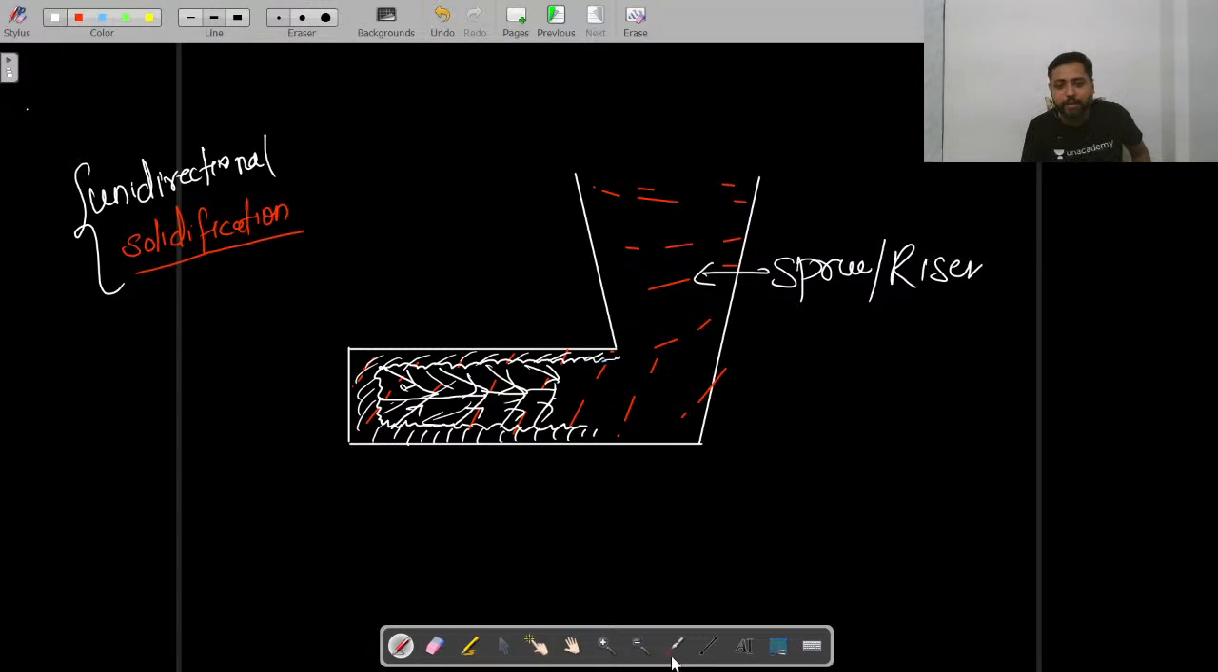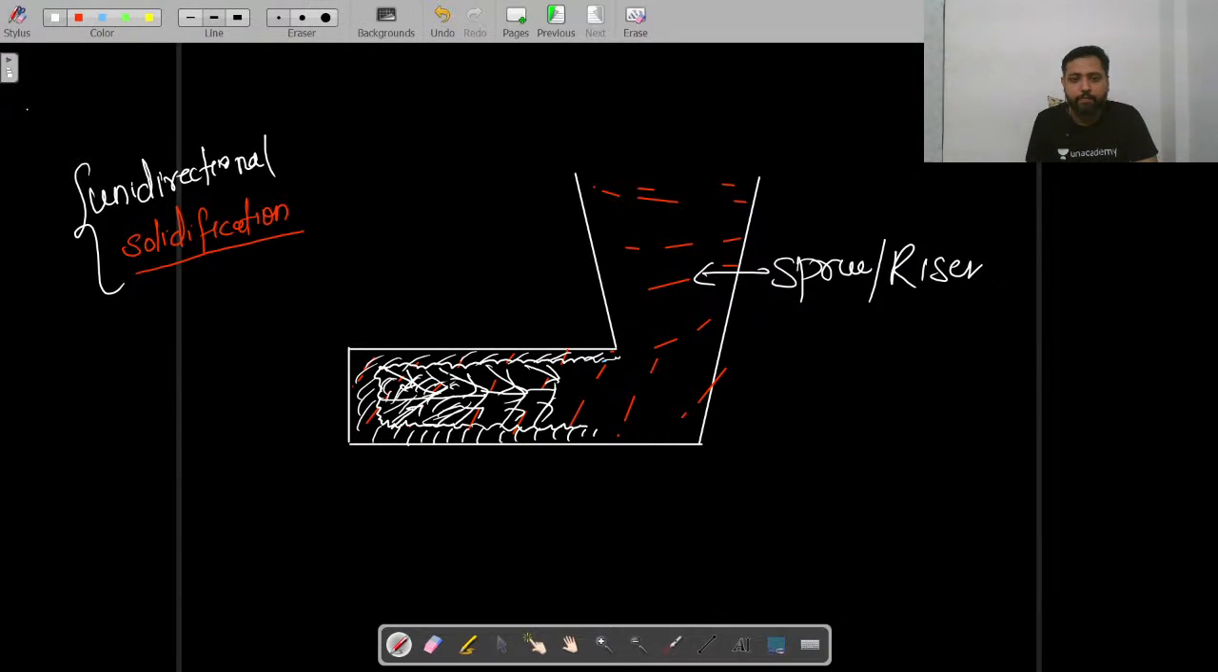So what is happening? Look at this, my dear students. Here there is molten metal. Can you see? And as it is solidifying, its volume is reducing. That shrinkage which is happening is compensated by the molten metal present in the riser. Molten metal comes back, and whatever volume shrinkage has occurred here, it compensates. Right? So no problem at all. Everything will solidify and cool nicely.